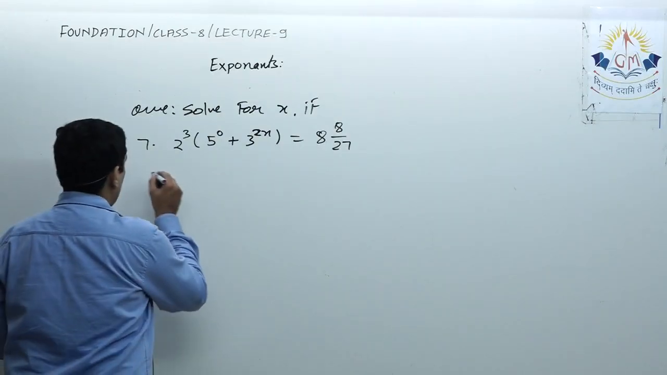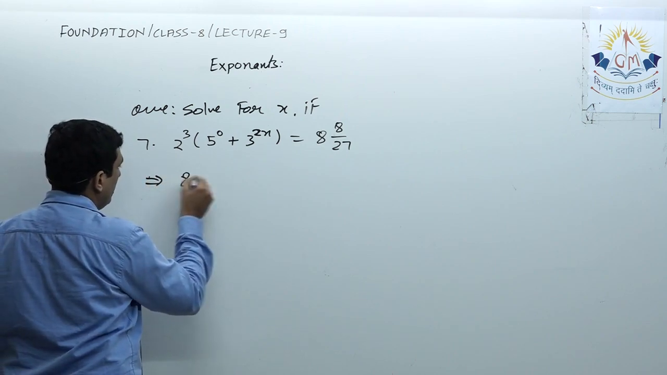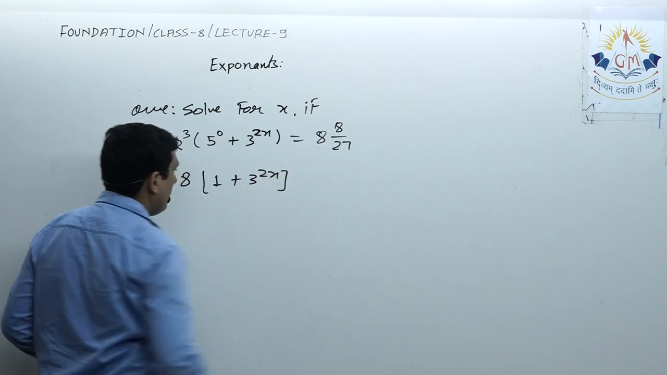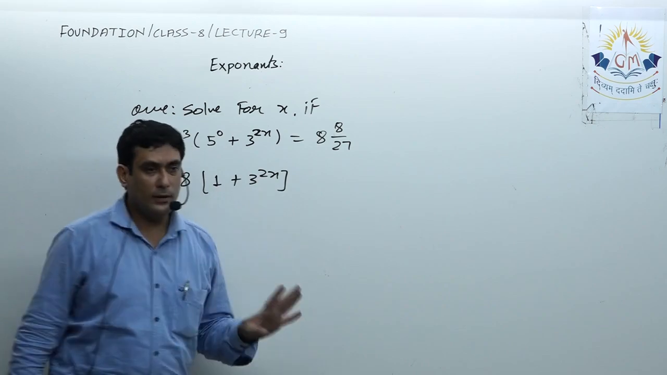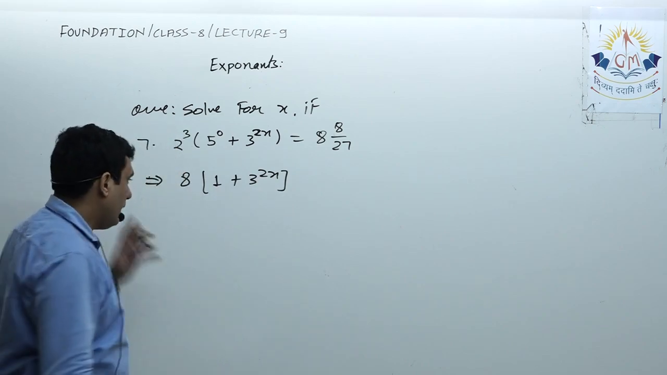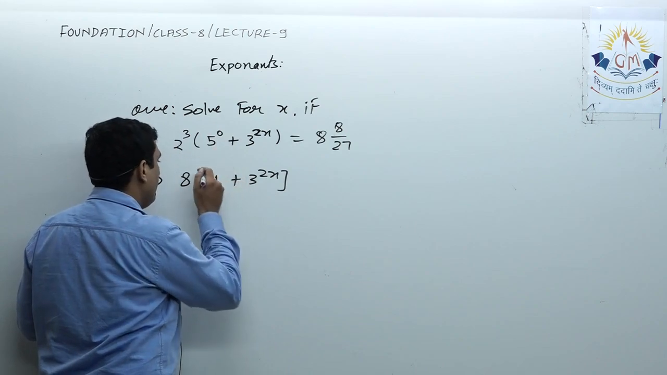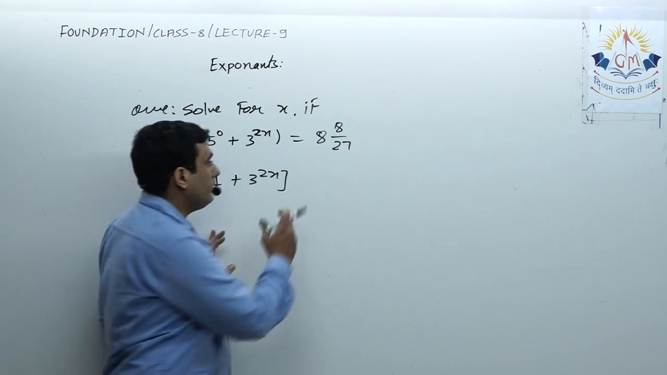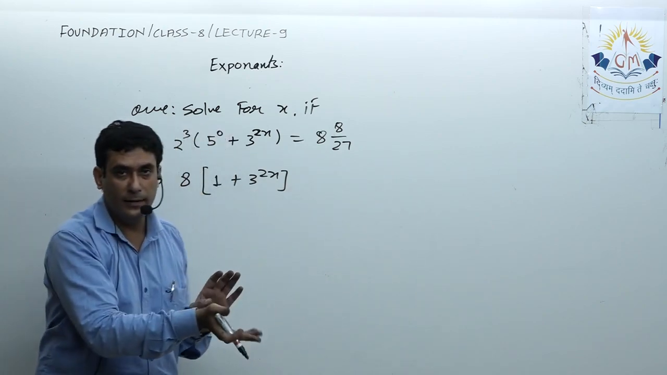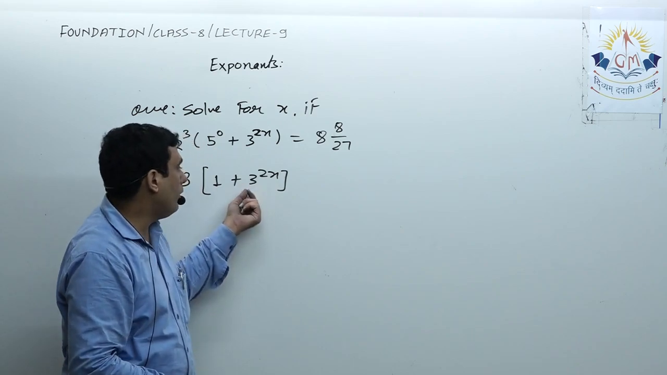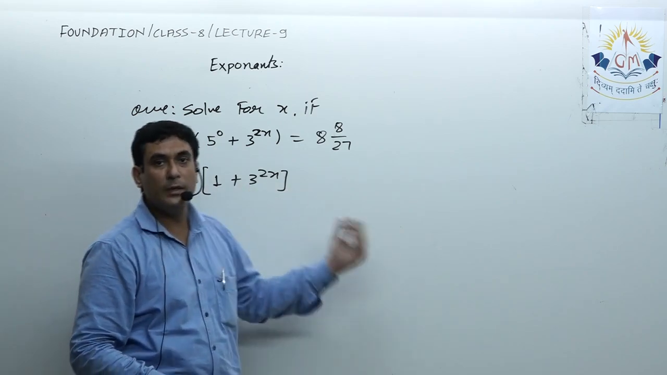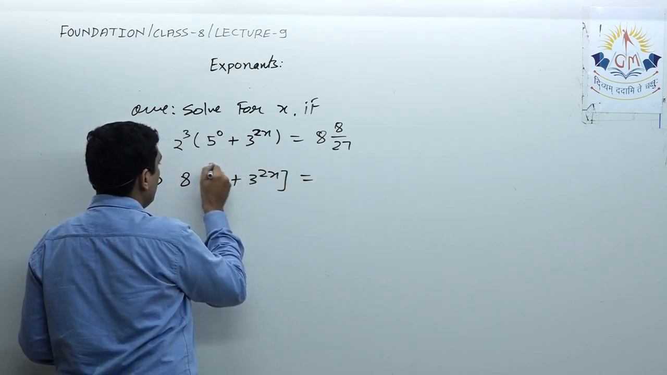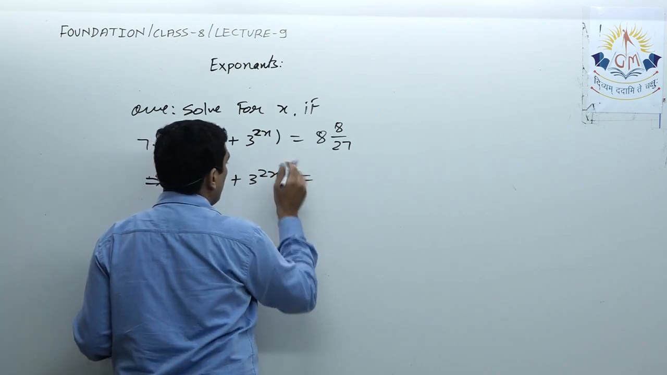Okay, so let us see how to solve it. 2 cube, that is 8, 5 raised to 0, that is 1, 3 raised to 2x remain as it is. Now, just by seeing the question, I can tell you one thing, that after solving this completely, since it is 3 raised to 2x, whatever numeric value we get on the right hand side should be in the form of 3 raised to something, that means should be a multiple of 3. Okay, so that is just an observation, that is not going to help you to solve this question.